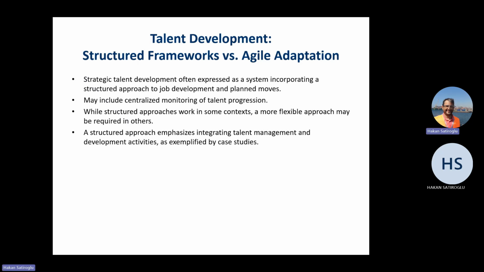Talent development. If you have a structured framework, or you can have agile adoption, and one of them, or somewhere in the middle, you can bring. Strategic talent development, like optimal design, is a dynamic balance between structure and fluidity. Why do we need fluidity? Because time is going really fast, the market is changing, and rigidity creates a stifle in innovation.